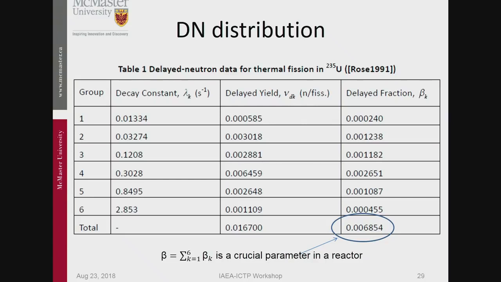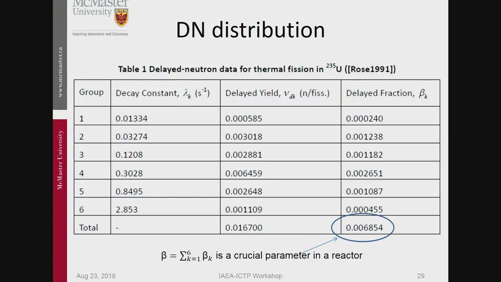There are 6 groups, and they have 6 decay constants. The decay constant is log of 2 divided by the half-life or something like that. So these ones here have a very long half-life. These ones have a very short. So here you have 2.8 decays per second. This one has 0.01 decays per second. Right? So these are the different groups.